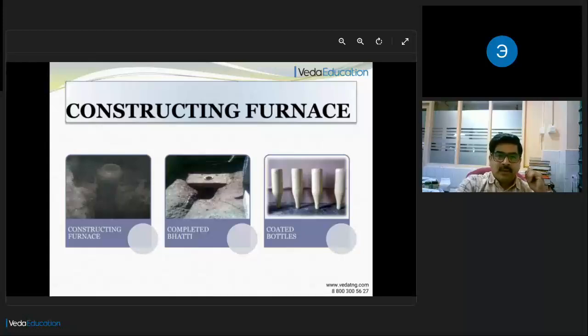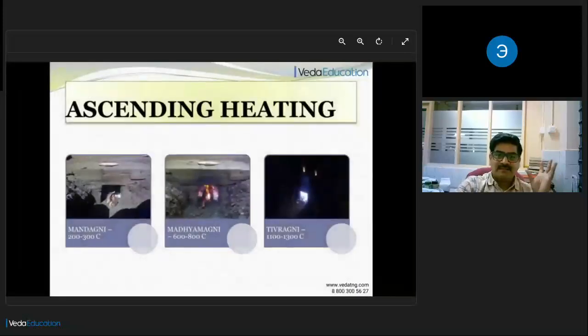Okay. So this bottle and the material, the kajali, will be filled in this bottle, and that bottle will be kept in the furnace. Okay. The heating will be given in 3 stages. Initially up to 300 degrees Celsius, later up to 800 degrees Celsius, and the final stage it goes up to 1100 to 1300 degrees Celsius.